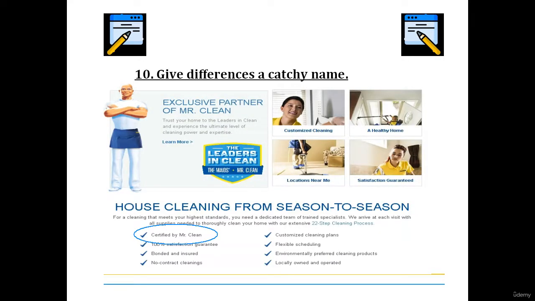10. Give differences a catchy name. Finally, you can dramatize a difference by giving it a catchy name. Here, I like the phrase "certified by Mr. Clean." Of course, this cleaning company has paid in some fashion for the privilege of using that as a badge of quality, but it certainly sets the company apart. Alternatively, they could have jazzed up what they're calling their 22-step cleaning process and turned that into our 22-step cleaner than clean process. You get the idea.